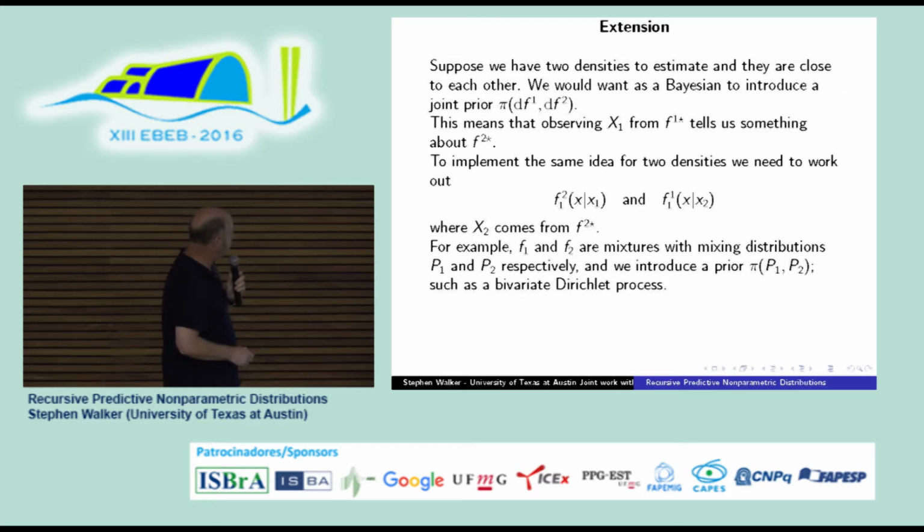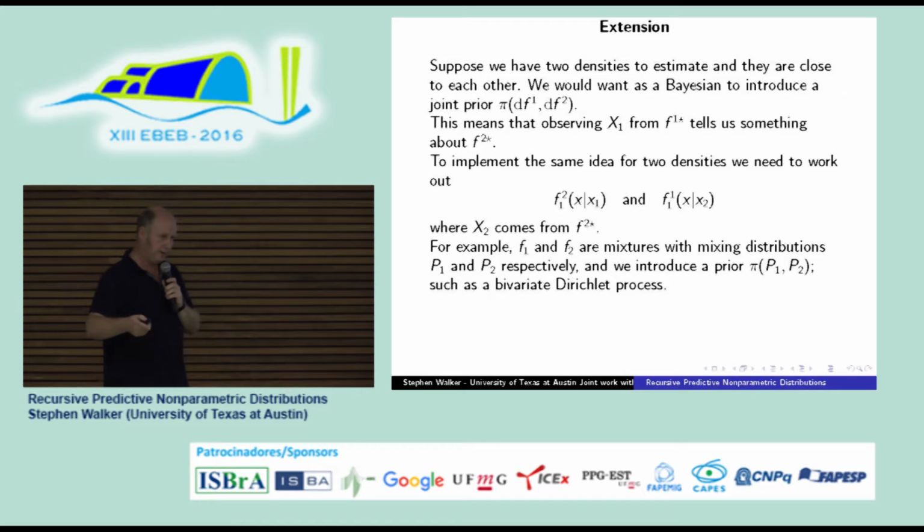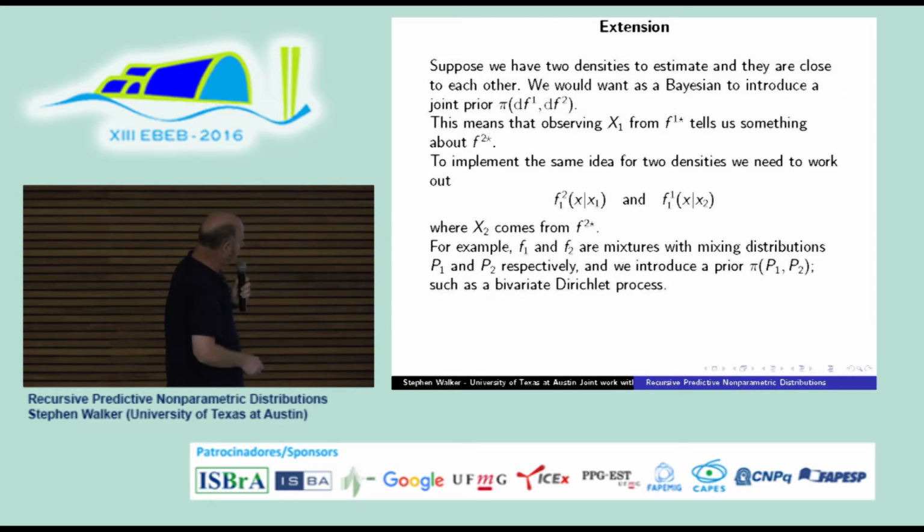So the key to this is a joint density on, say, F1, F2. And then the key to that becomes I need to work out what these are. Just as I needed to work out what the predictive was for X2 given X1 from the same density, this now needs me to be able to write down what I think a predictive is for F2, given that I've seen an observation from X1. And that predictive is going to come from this joint. So how you construct that joint is everything. And this is actually a really challenging problem.